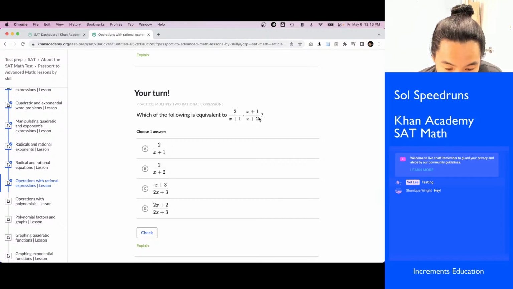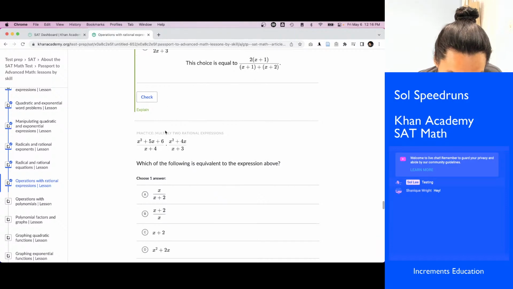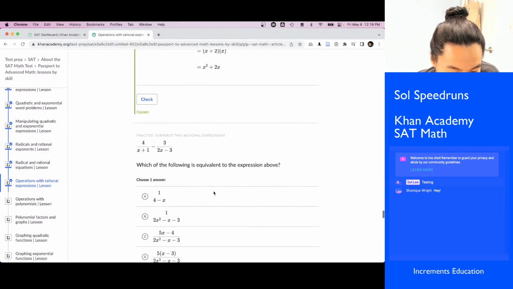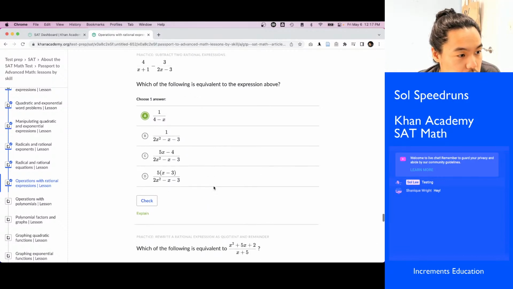Which of the following is equivalent to this? Well, get rid of the x plus 1s, so you have 2 over x plus 2, so that's B. So we're good. Multiplying two rationals, get rid of the x plus 4s, but leave this x, so it's x cubed plus 5x squared. Okay, no, but this is definitely x plus 3 times x plus 2. You get rid of the x plus 3, so x plus 2 times x, so x squared plus 2x. Okay, cool.